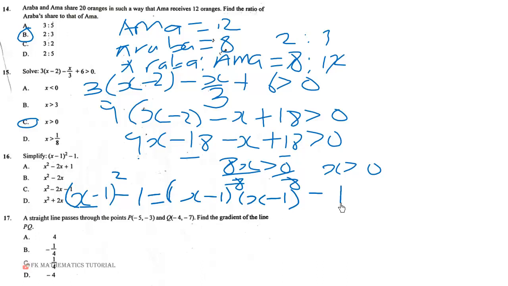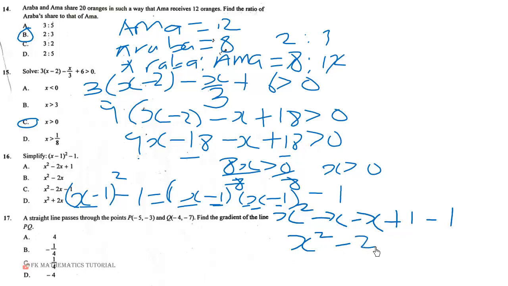Now when we expand this, x times x, we get x squared. Now x times negative 1 is minus x. Negative 1 times this will give you another minus x. Then negative 1 times negative 1 is plus 1. Then minus 1. So you're going to get x squared minus 2x. 1 minus 1 is 0. So the correct answer is B.